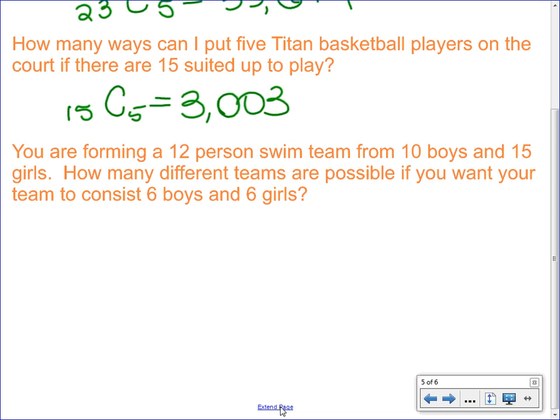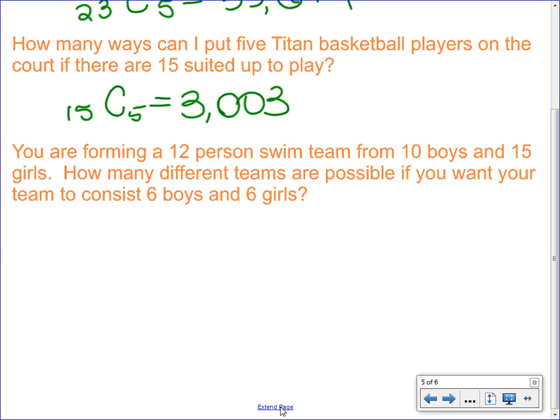Here's a good one. A 12-person swim team from 10 boys and 15 girls. And I want the same number of girls and boys. So 6 boys, 6 girls. What does the word "and" mean in mathematics? I have 3 different answers. And means multiply, or means add. And that's something we'll get into more tomorrow with our probability.